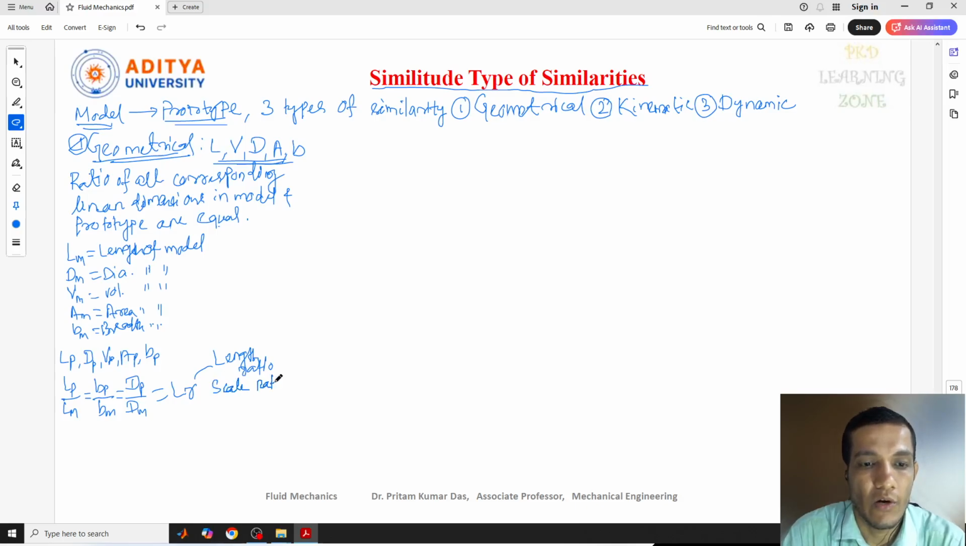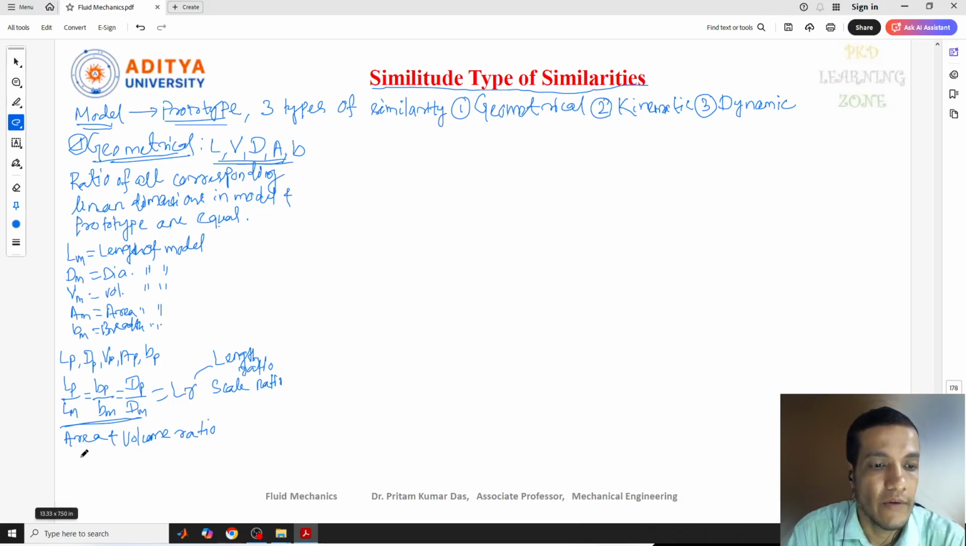So both can be called. Now this is for one condition what I have written here. In the same way we can consider area also, and we can consider volume also. This is about the linear dimensions. Now in the linear dimensions also you can consider the area ratio, and the area and volume ratio. So how can we write the area and volume ratio?